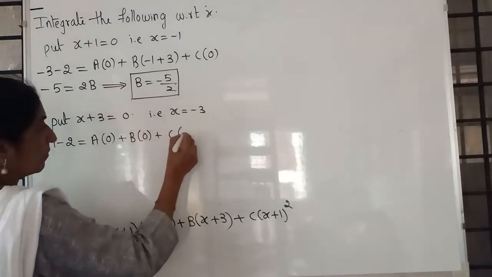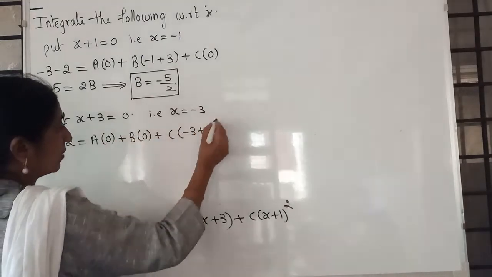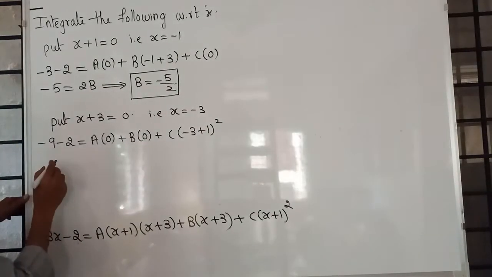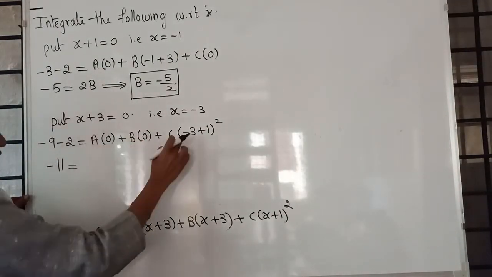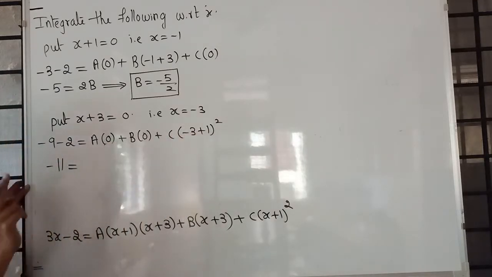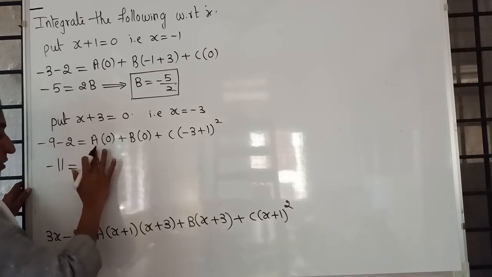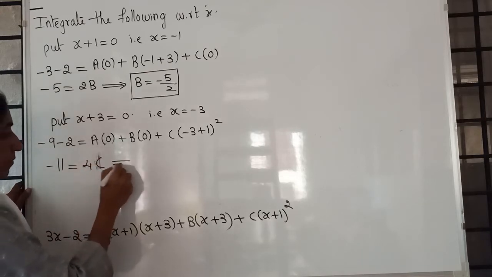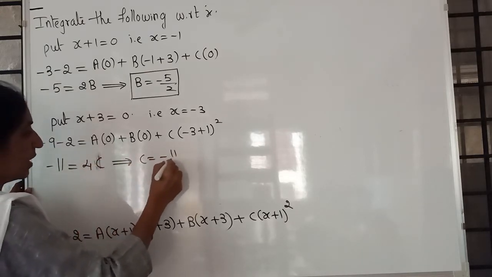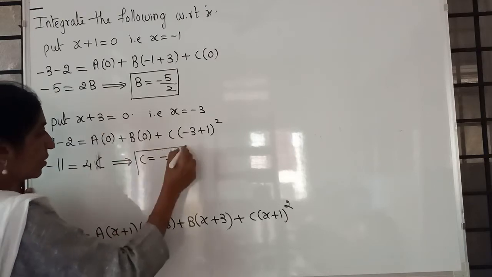And c is minus 3 plus 1 whole square. Minus 9 minus 2 is minus 11. This term is 0, this term is 0. Minus 3 plus 1 is minus 2. Minus 2 square is 4. So this implies c is equal to minus 11 by 4.